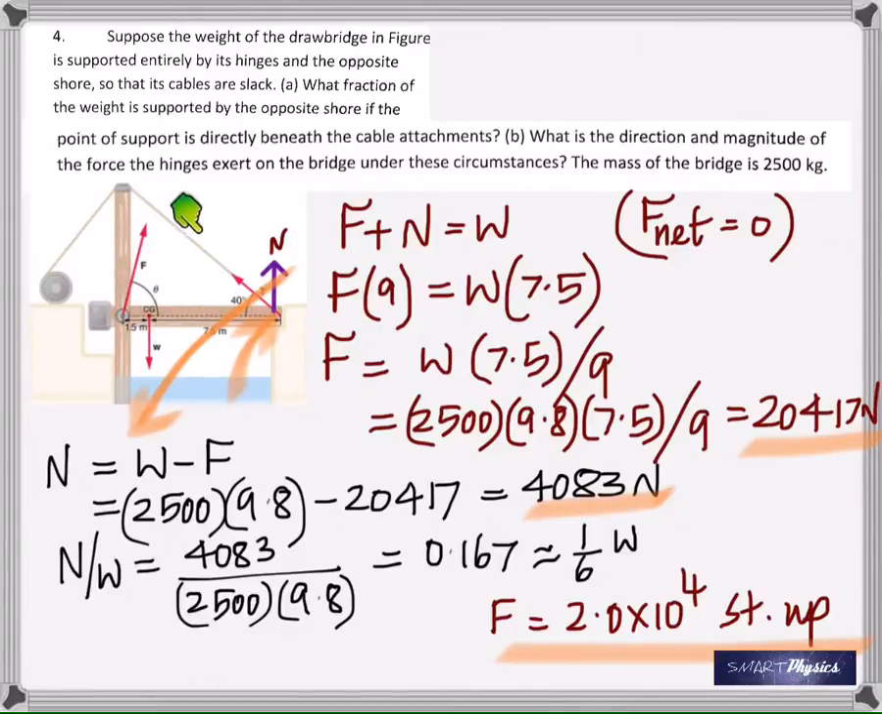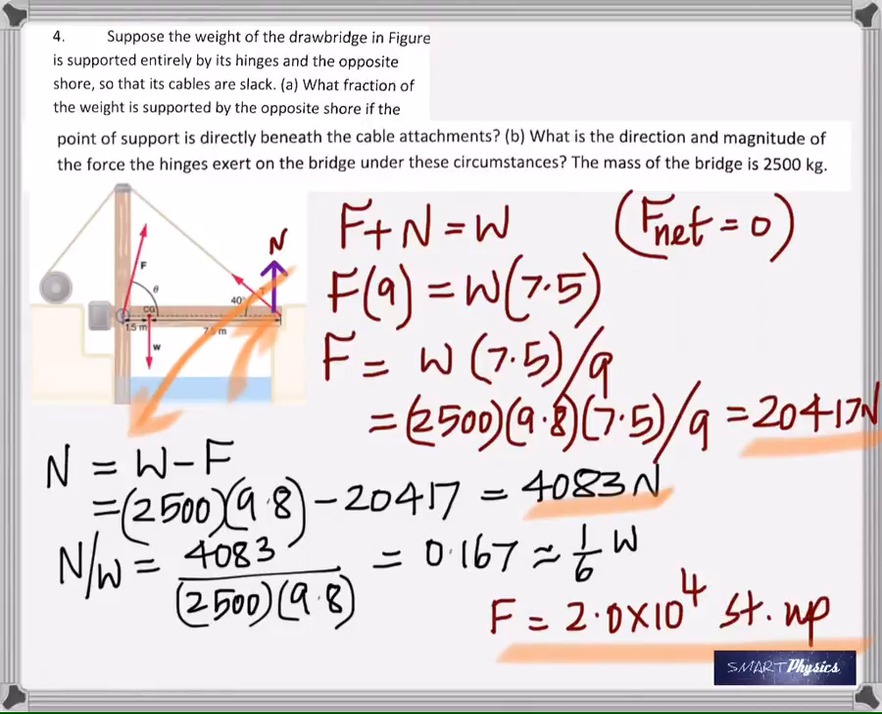You can see that this is the clockwise torque, which would be F times this whole distance, which is 9 meters. And the counterclockwise torque is the weight, which is here, times 7.5. So you have the counterclockwise this way, which is the weight times 7.5. So when you calculate that, because you know the mass of the bridge is 2500, so you know the weight is 2500 times 9.8. Then when you plug it in, you get 20,417 newtons. And the direction is, of course, straight up, which I've written here. It's acting straight up.